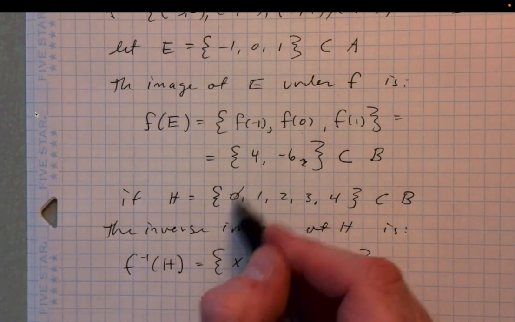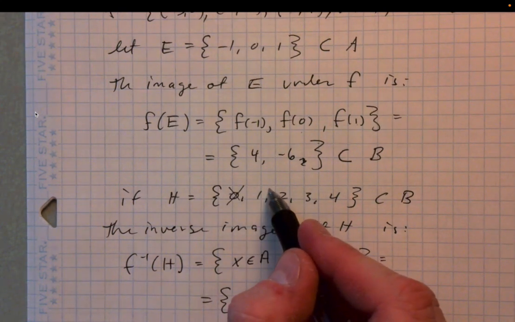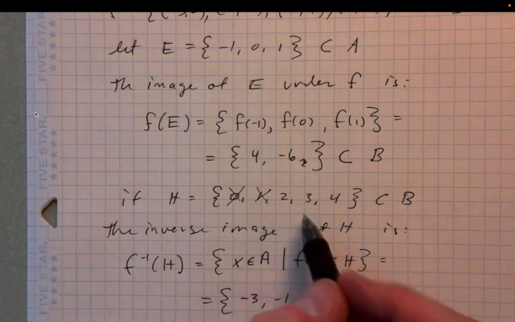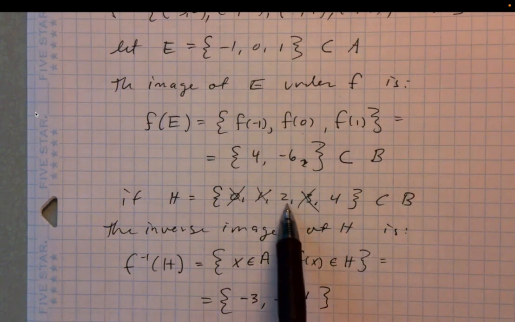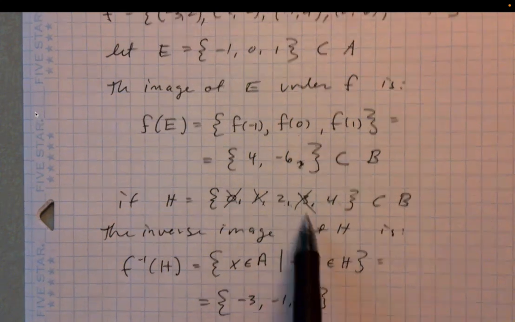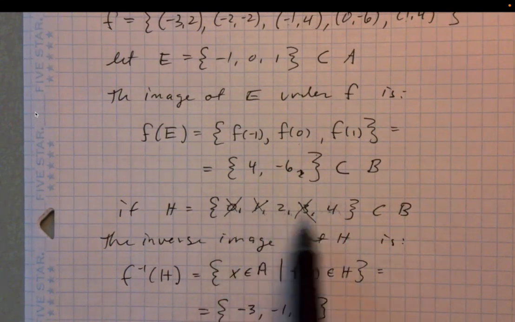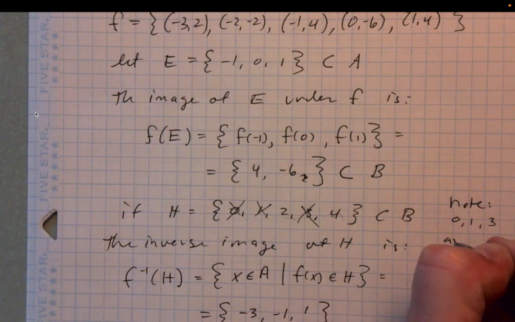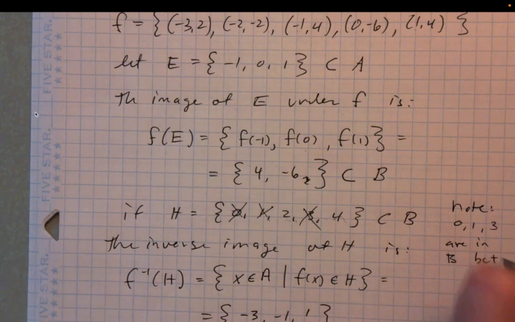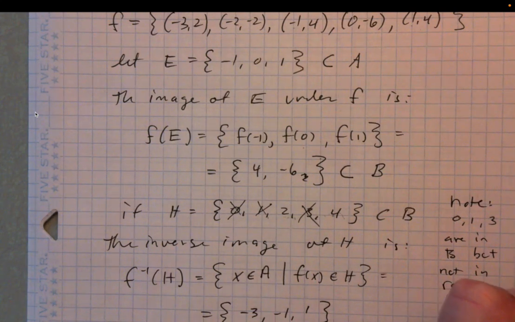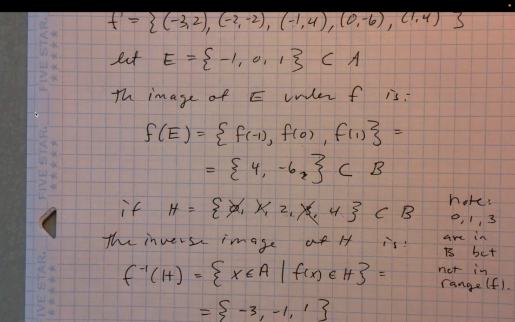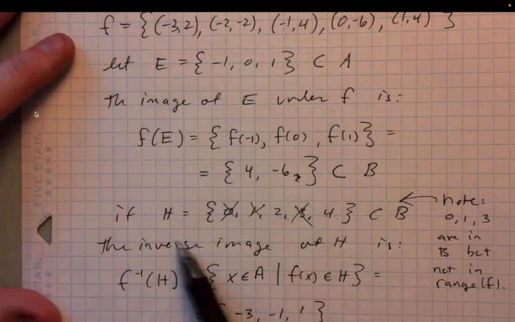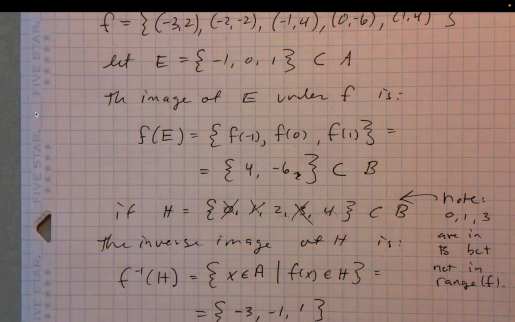Now notice some of these don't get mapped to. 0 doesn't get mapped to, 1 doesn't get mapped to, 2 gets mapped to, 3 doesn't get mapped to. So really only these two are part of the range. The rest of these are in the codomain, but they're not in the range. So note 0, 1, and 3 are in B, but not in the range of F. They can still be in H though. They're a subset of the codomain, but they're not in the range.